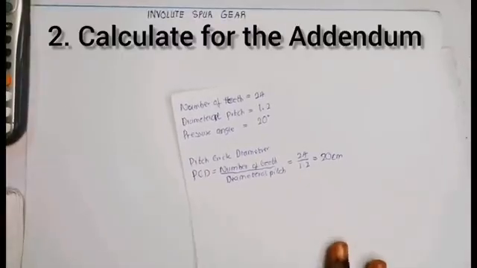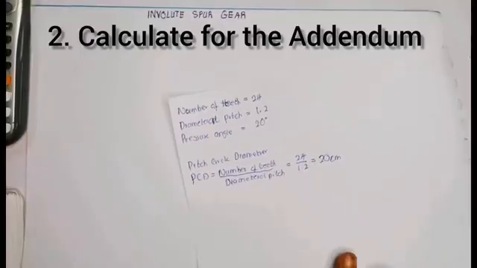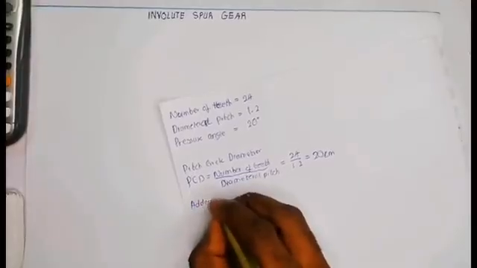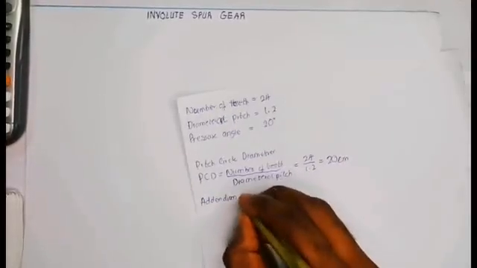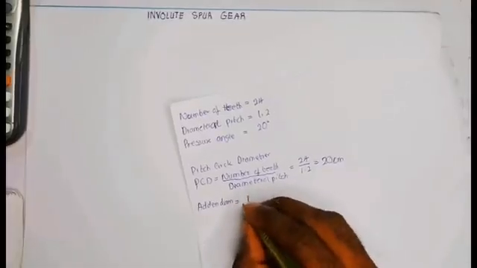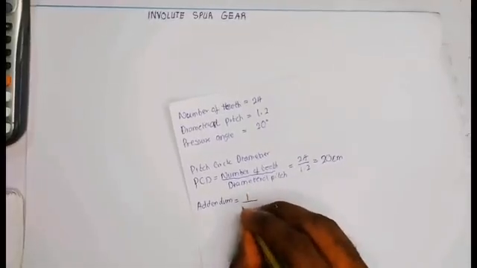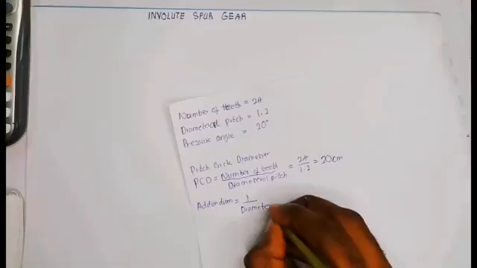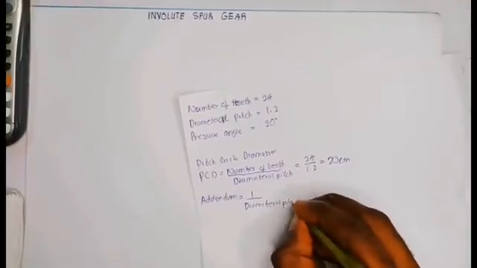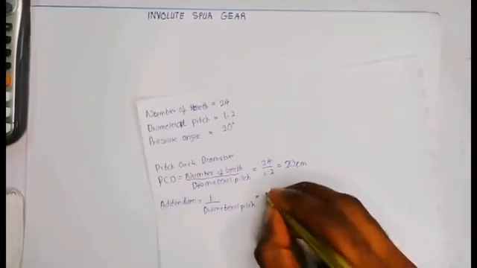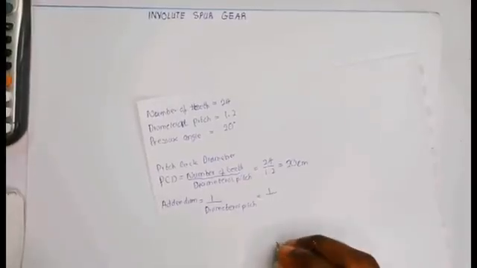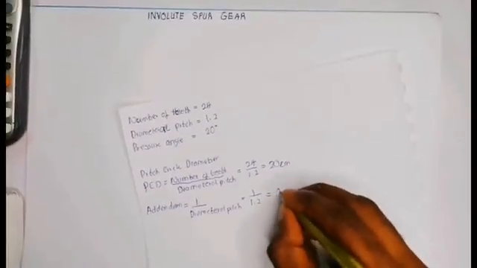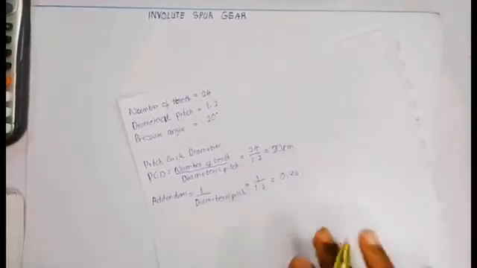So next we calculate for our addendum. And the formula for addendum is 1 all over the diametral pitch, and diametral pitch is given to us as 1.2, which is 0.83.